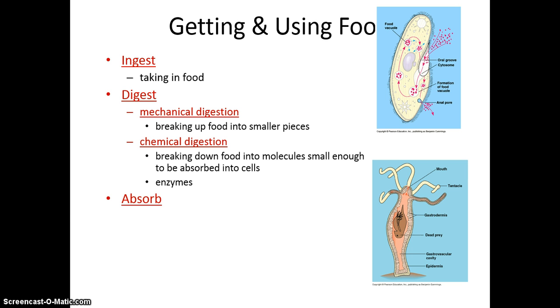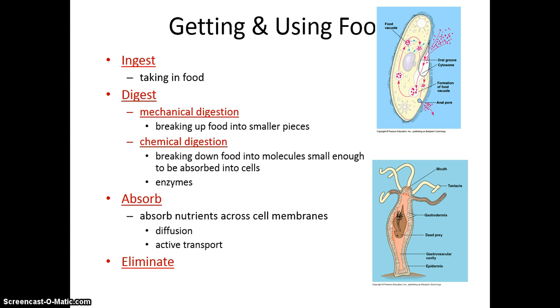Next is absorption. This is absorbing nutrients across cell membranes. That can be accomplished through diffusion or facilitated diffusion, and then active transport. And then last but not least is elimination. This is getting rid of undigested material. Generally, this is your solid waste or poop. So this is food that has not been digested, so you didn't use it and you're getting rid of it.